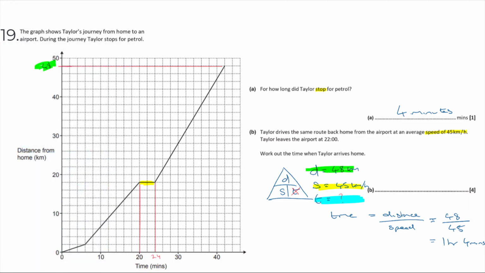Okay, so what's 1 hour and 4 minutes after 2200 hours? So 2200 plus 1 hour and 4 minutes, that comes to 2304. So he must have arrived home at 2304 then.